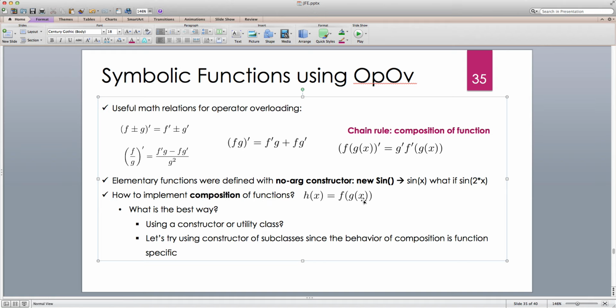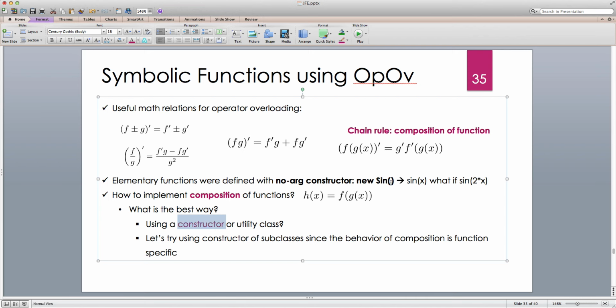For example, if I have g of x and f of x, now I want to calculate f of g. So f and g are functions and x is the variable, and this is called the composition. And the question is, how do we implement this? Now there are, I guess, two ways to do this. One is through implementing this in the constructor of the function. What do I mean by that?